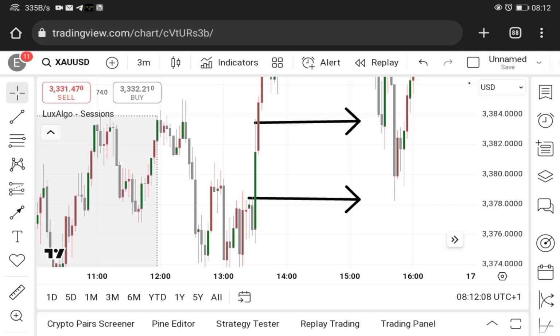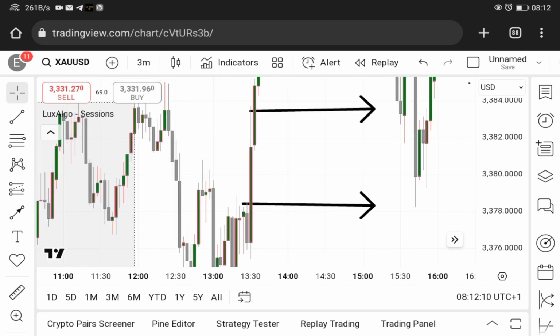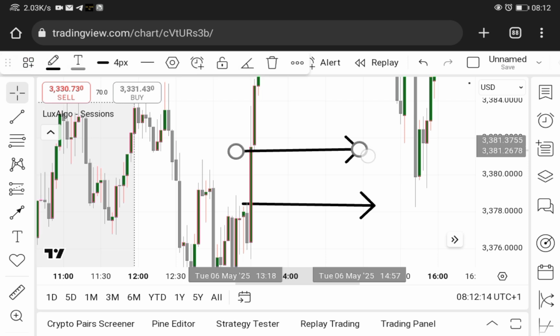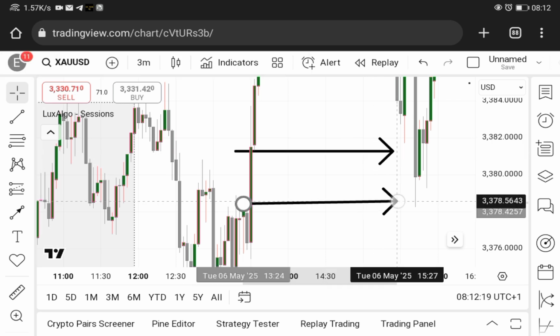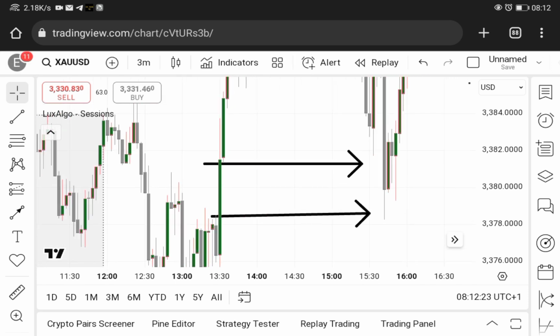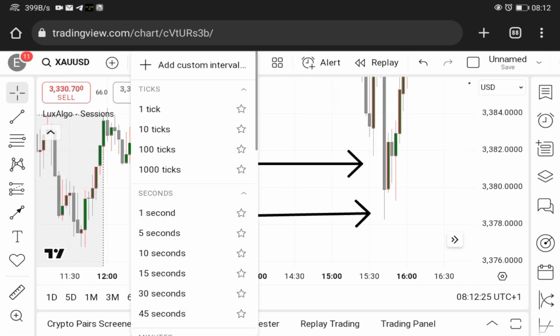So looking at here, we have another imbalance right here. We have to go for the extreme imbalance. We have another one right here. No, this is your 3 minutes. We have another imbalance right there. Let's go to our 1 minute.